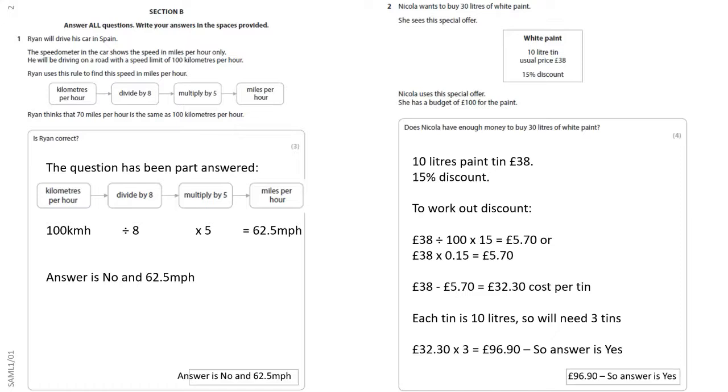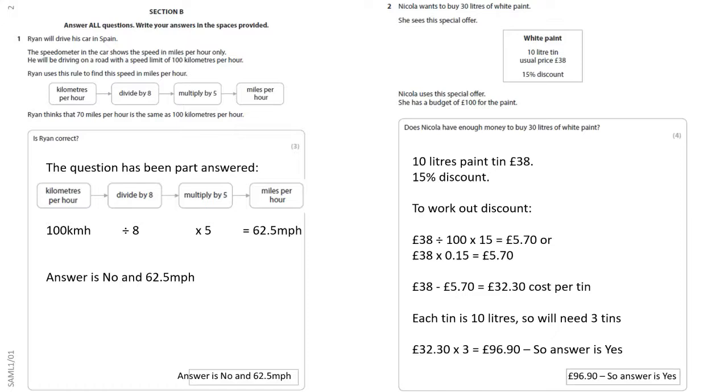Now, Nicola wants to buy 30 litres of white paint. Does Nicola have enough? Okay, so let's look. Again, just put this on pause. You want to quickly read through the question. Then once you've done that, click on play, and I'll be picking you up with how the answer's gone.